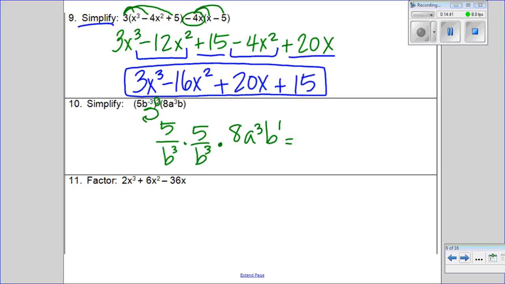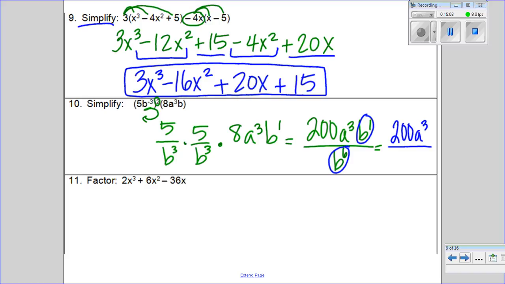So I do 5 times 5 times 8 in my calculator. 200. How many a's do I have on top? 3 and still 1 b. And then on bottom, I have 6 b's, so b to the 6th. This can simplify further. Where are my b's bigger? They're bigger on the bottom by 5. So 200a cubed over b to the 5th.